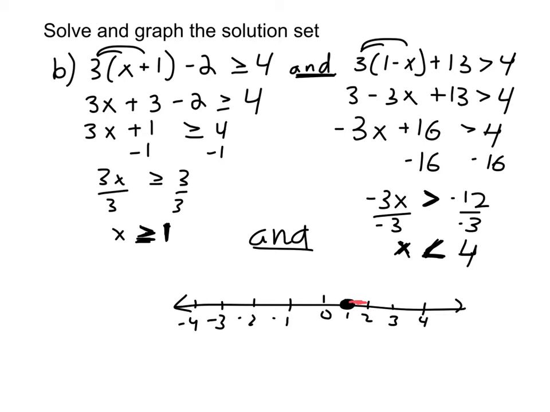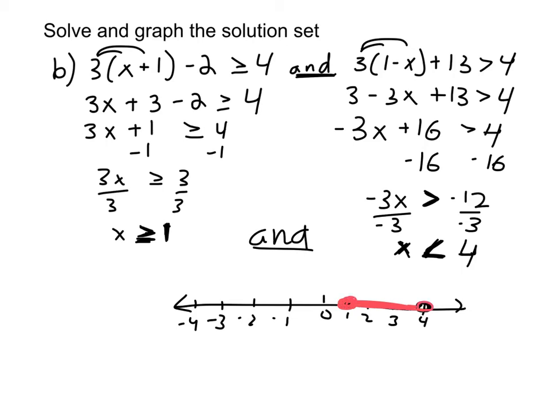I also need to be less than 4. So here's 4, and 4 has an open circle because it's not less than or equal to, it's strictly less than, so that's why it has the open circle. And then I have to be less than that, okay? So now if I were to be greater than and less than, what I end up with is this area between 1 and 4.